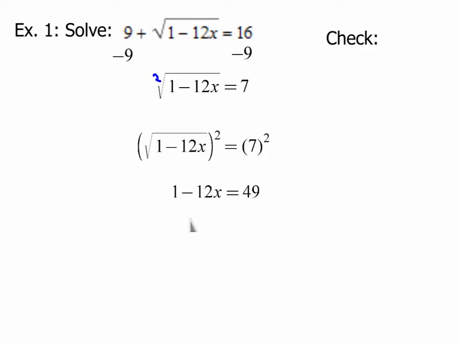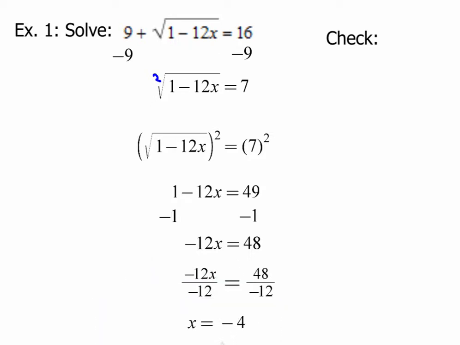Now I've just got a two-step equation to solve, so I'm going to subtract 1 on both sides. So I've got negative 12x equals 48. I'm going to divide both sides by negative 12, and I get an answer of x equals negative 4. So that's the process for solving: get your radical by itself, raise both sides to the index of your radical, and then solve the equation that you have left.